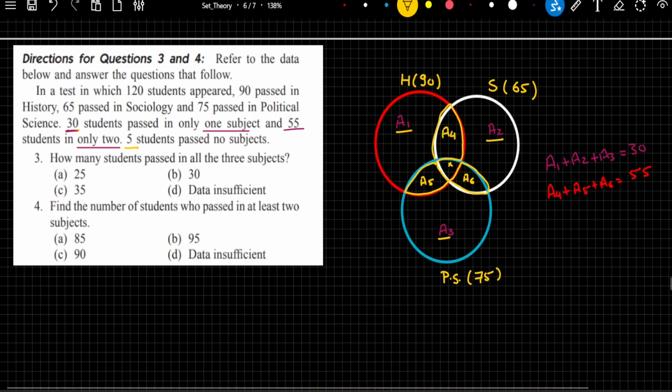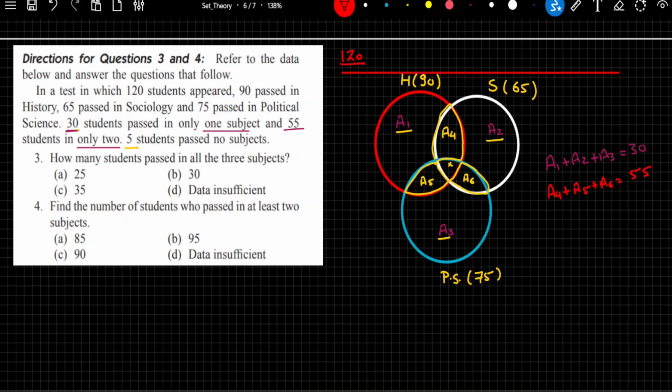Now guys, there were a total of 120 students. So 120 is the value of the universal set. We'll make a rectangle, and outside this rectangle write 120. And out of 120, please try to realize, 5 students have not passed in any of the subjects. So if I add all these areas, the sum is going to be 115. Remember this. Let me write this number here.